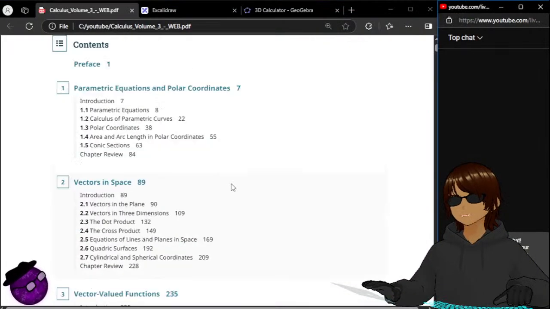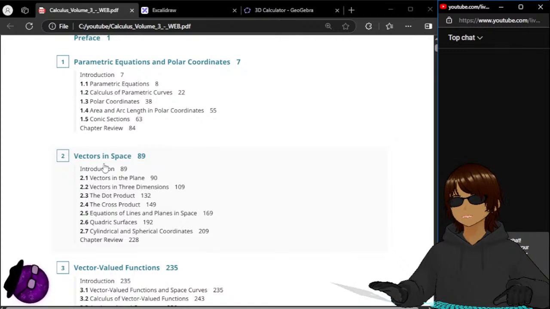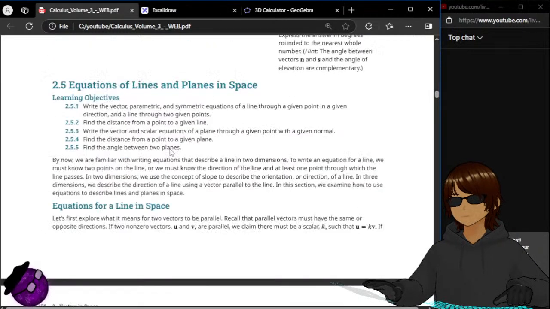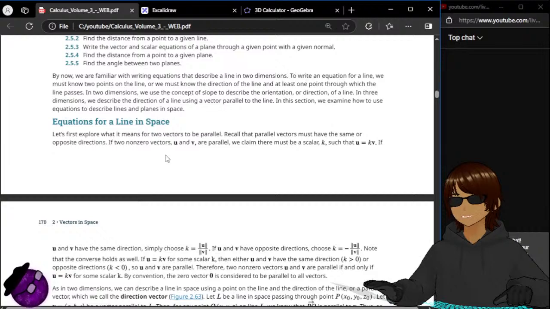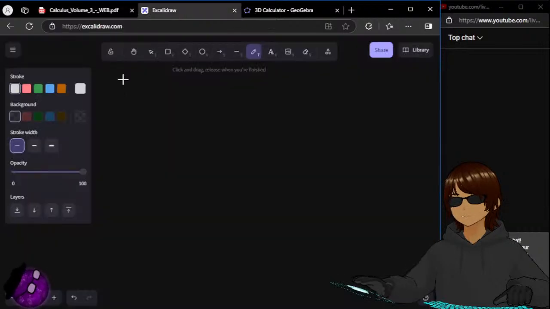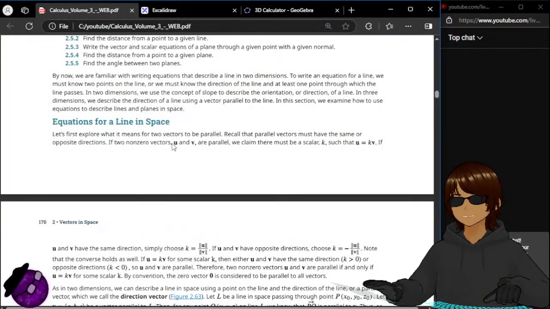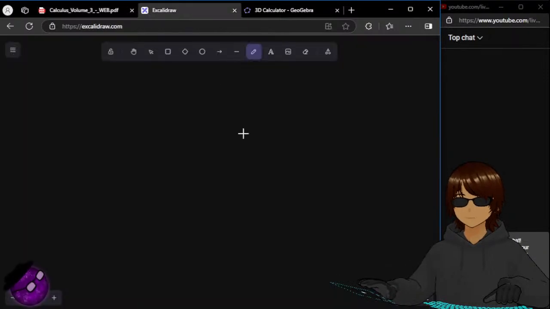Alright. So last time I was studying vectors in space. We did equations of lines and planes in space. Let me just do a quick review and then we'll start the next chapter. So two non-zero vectors are parallel. We claim there must be a scalar k such that u is equal to kv.